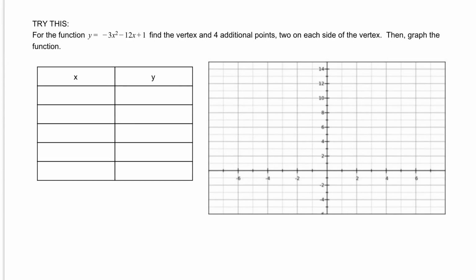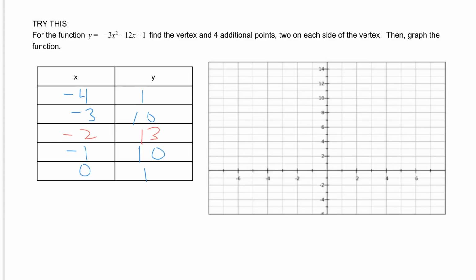If you did the try this correctly, your table should be something similar to -4 and 1, -3 and 10, your vertex being -2 and 13, and then -1 and 10, and 0 and 1. Now, you don't necessarily have to have -3 and -4 or -1 and 0. You just have to have any two numbers that will fit on your graph that are smaller than -2 and two that are bigger than -2. You should have your vertex of -2, 13, though.